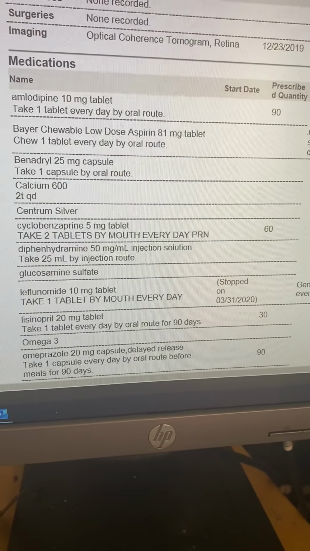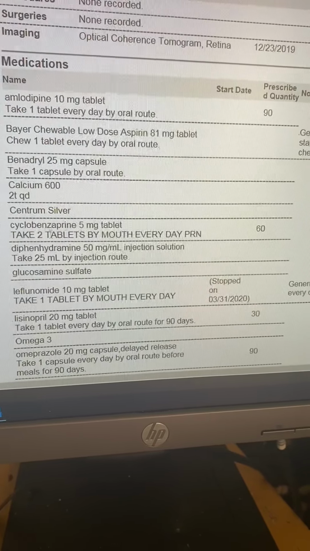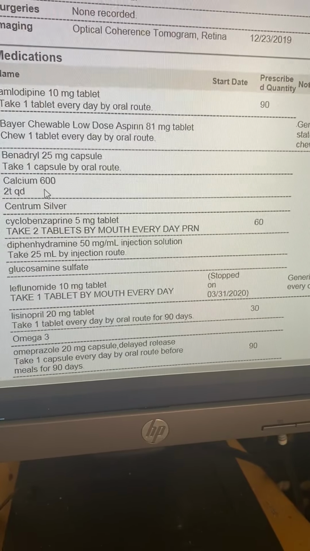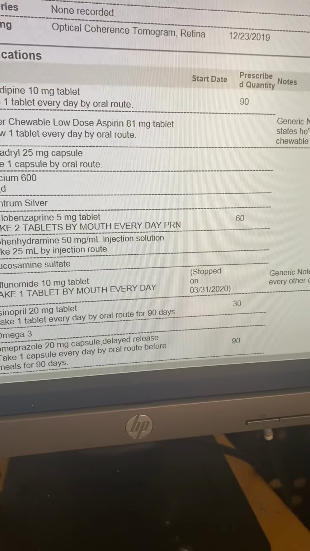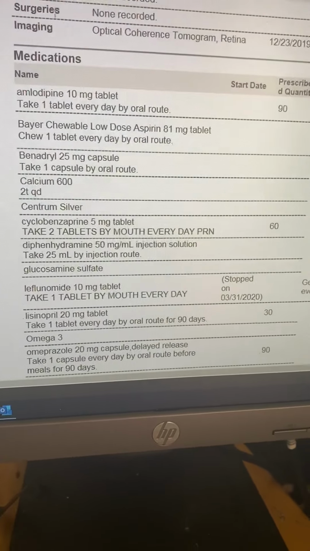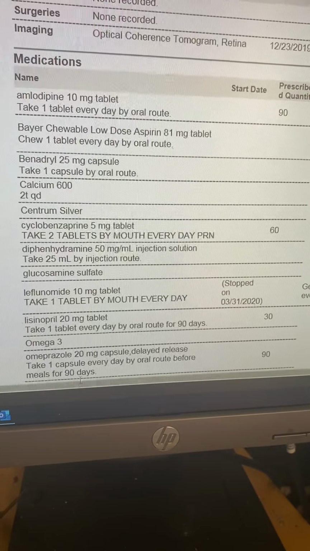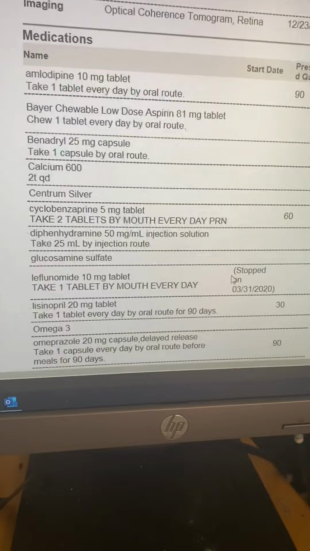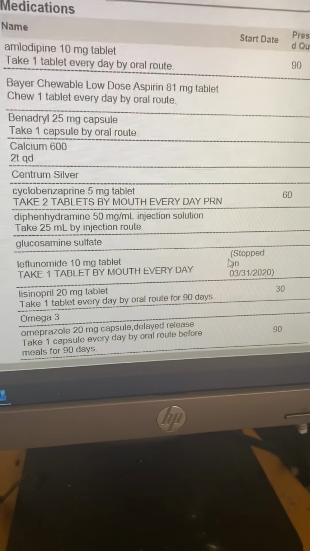I know cyclobenzaprine is a Flexeril. It's like a muscle relaxer. And I also used to be a pharmacy tech too, so there's a lot of reasons why I know a lot of these medications as well. So now we have a long list of medications of what the patient is taking. So remember, you guys, medications are also important.